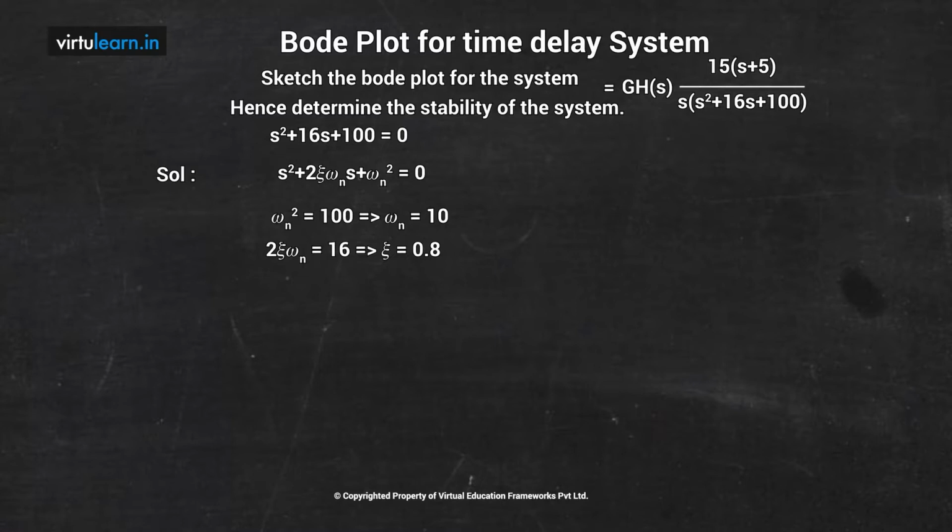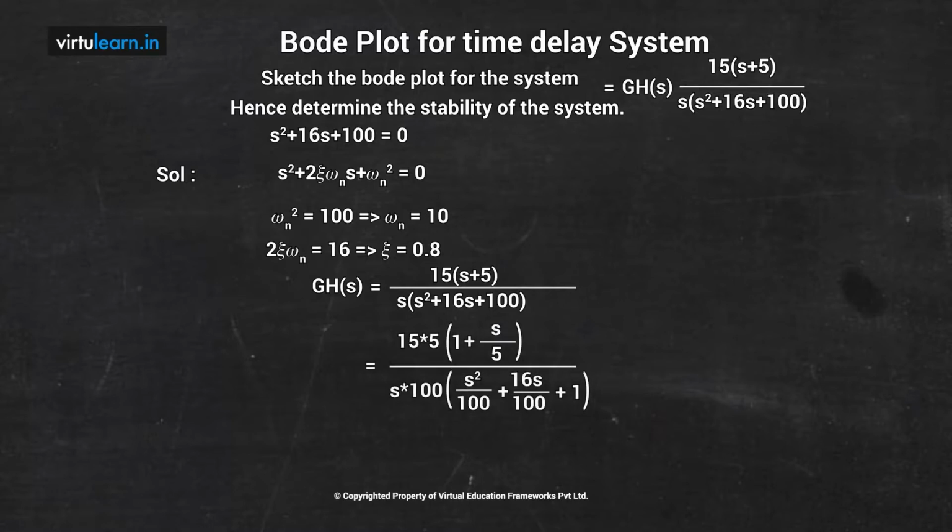Now omega n and zeta values are available. So once these two are available, go back to the transfer function. The transfer function is not in the standard form. The standard form required for the Bode plot is the time constant form, so let us convert this into time constant form. We know that G H of s is 15 into s plus 5 upon s into s square plus 16s plus 100. In the numerator you can take 5 common, in the denominator you can take 100 common. Let us do that simplification. You are going to get 0.75 into 1 plus 0.2s divided by s into 1 plus 0.01 s square plus 0.16 s.